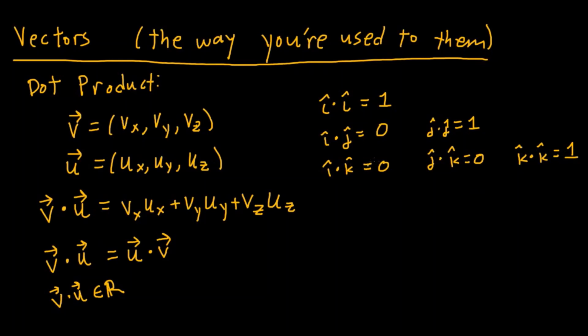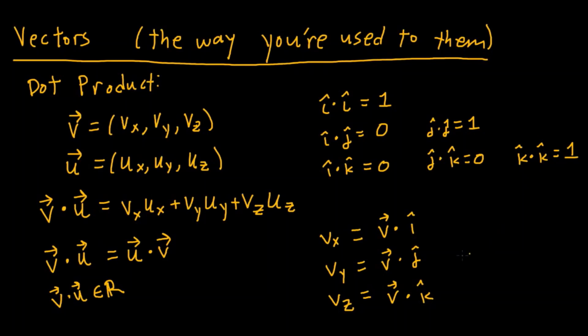So this means that we can use the dot product along with the basis vectors to find the components of all of our vectors. So for instance, v sub x, which is the x component of our vector v, is just equal to v dot i hat. And furthermore, v sub y is equal to v dot j hat, and v sub z is equal to v dot k hat.